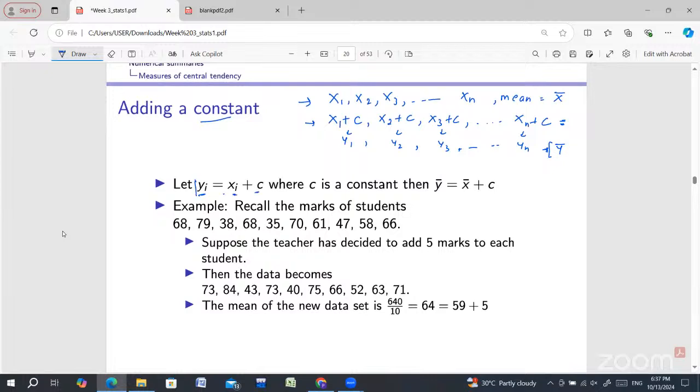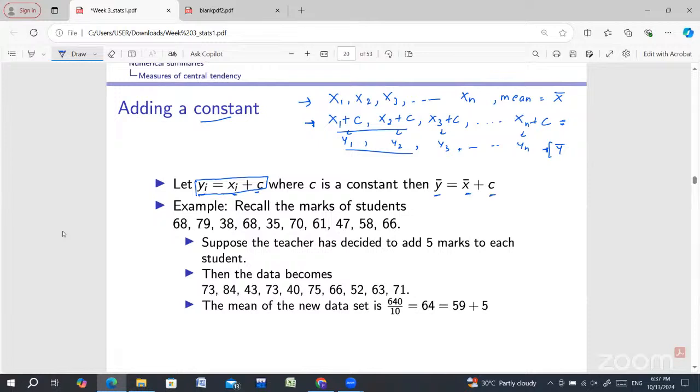This part is clear? How this line is written? So yi is nothing but xi plus c. You can see this. So now if you find the y bar, or the mean for the second data set, it will be equal to x bar plus c.